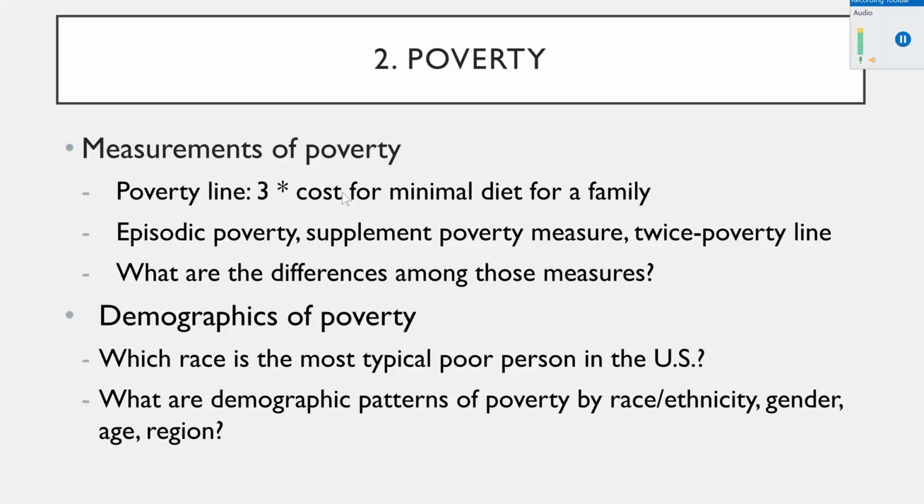Episodic poverty, supplemental poverty, and a twice poverty line are some measures of poverty you may need to check. And the demographics of poverty. Poverty is not universal or equally distributed to everyone. Which race is the most typical poor person in the US? In the common sense, we think that people of color are the typical poor person.